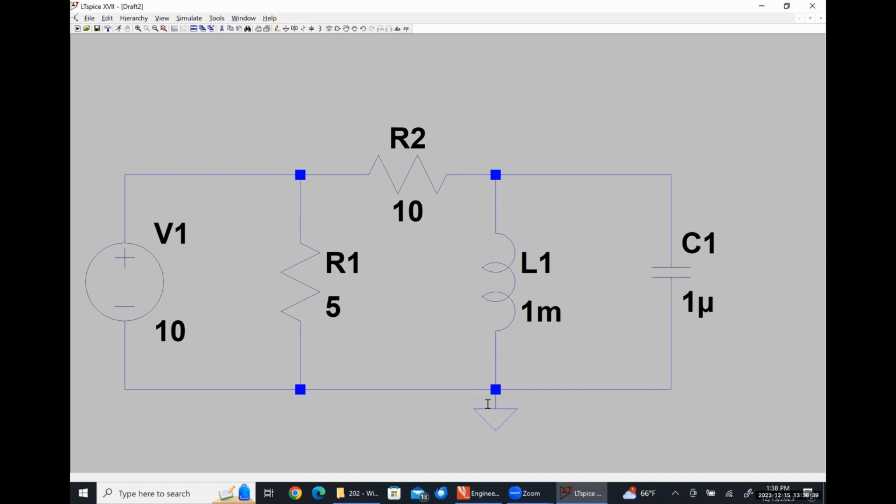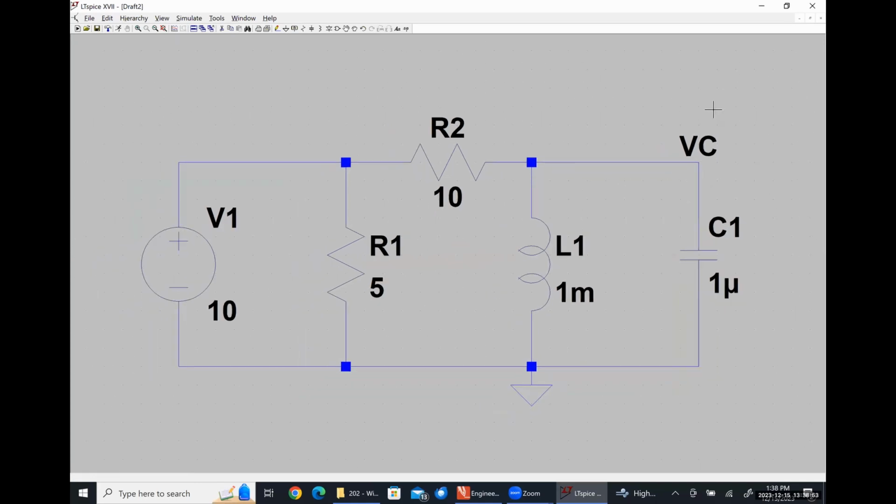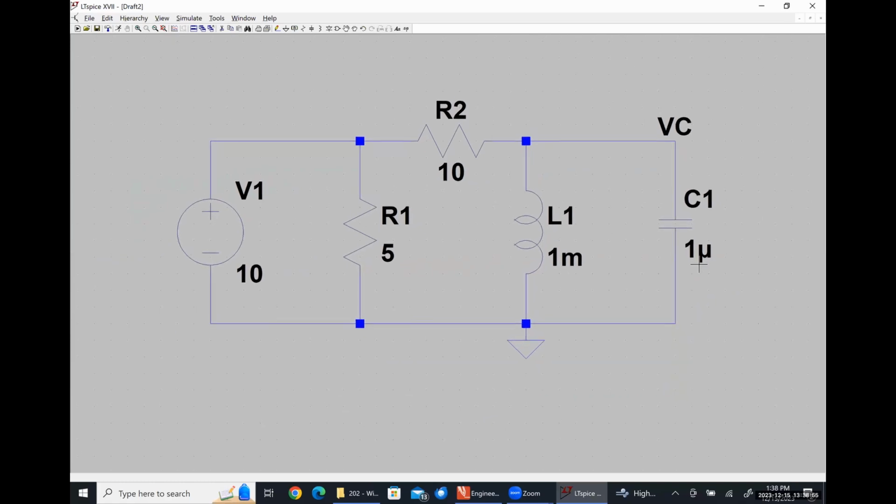So I always put in this little bitty piece of wire there. And I am going to label the positive polarity terminal of my capacitor as a voltage VC. So I'm going to put that here. How do you put the letter U? That's it. Literally just 1 and then lowercase u.